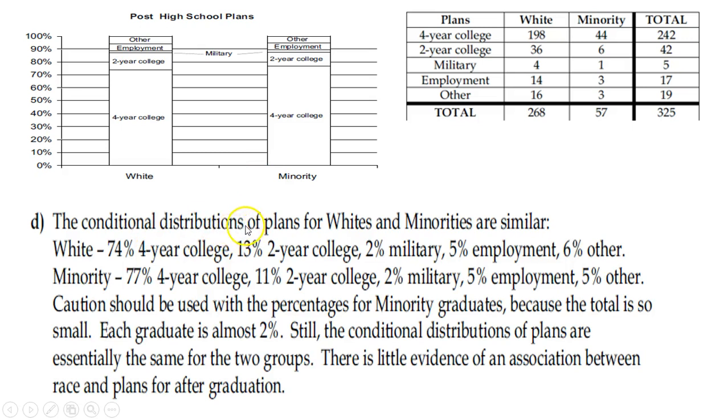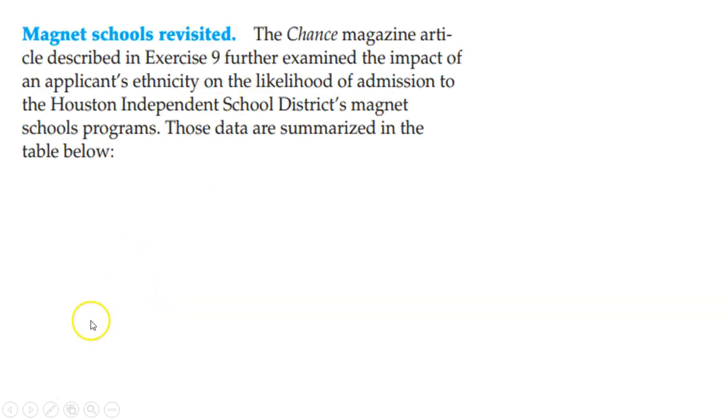The conditional distributions of plans for white students and minorities are similar. 74% for 4-year versus 77%, 13% for 2-year versus 11%. Military is 2% for both, 5% for both. They're pretty close. Each graduate is almost 2%. Still, the conditional distributions of plans are essentially the same for both groups. There's little evidence of association between race and plans for graduation. Everything seems to be about the same. And we will stop there and come back with the next example.